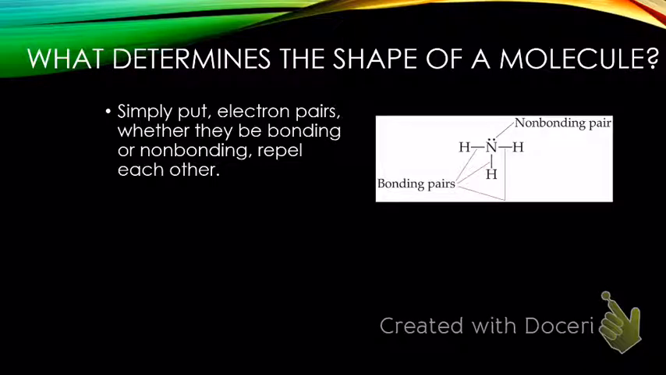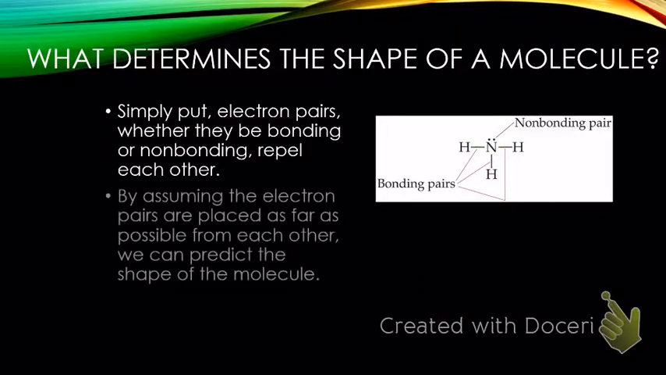Okay, so in this instance here with ammonia, we have 1, 2, 3 bonding sets of electrons. And then we have 1 non-bonding pair. So that means that there's a total of 4 regions of electron density. Okay, so we call these electron domains. So if we assume that you place these electron pairs or these electron domains as far as possible, you can predict the shape of this molecule.